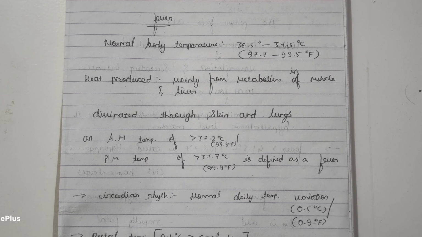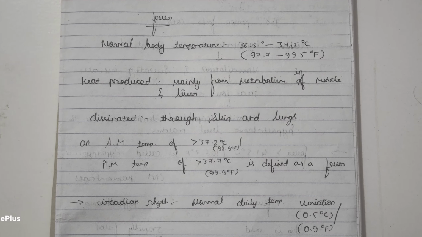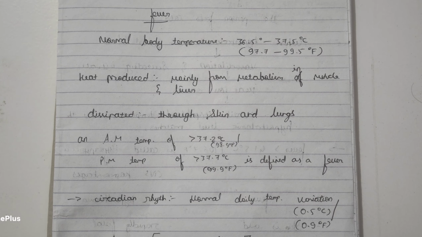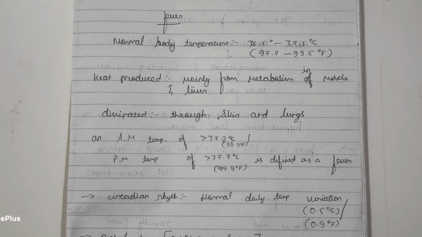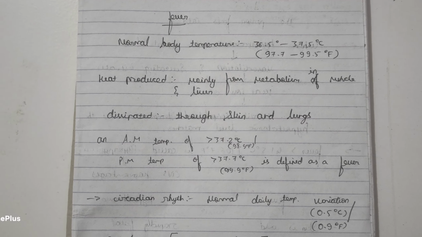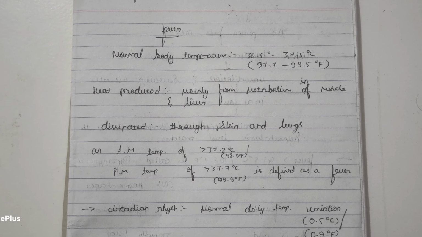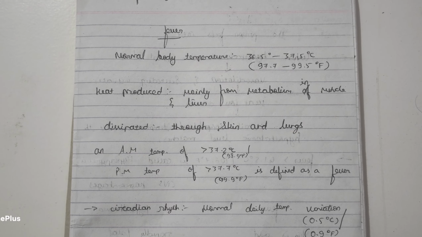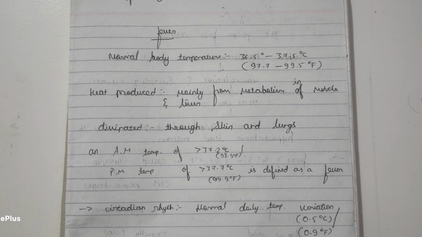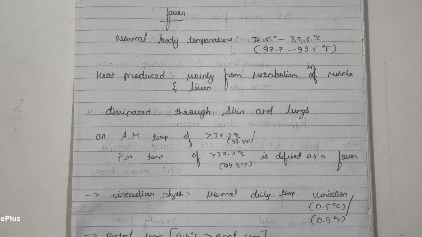Okay, the normal body temperature is around 36.5 degrees centigrade to 37.5 degrees centigrade. So in fever, we know the heat will be produced. It will be produced mainly from where? In the metabolism that occurs in muscle and liver. Okay, and then the heat which is produced in our body is released through the skin and lungs.